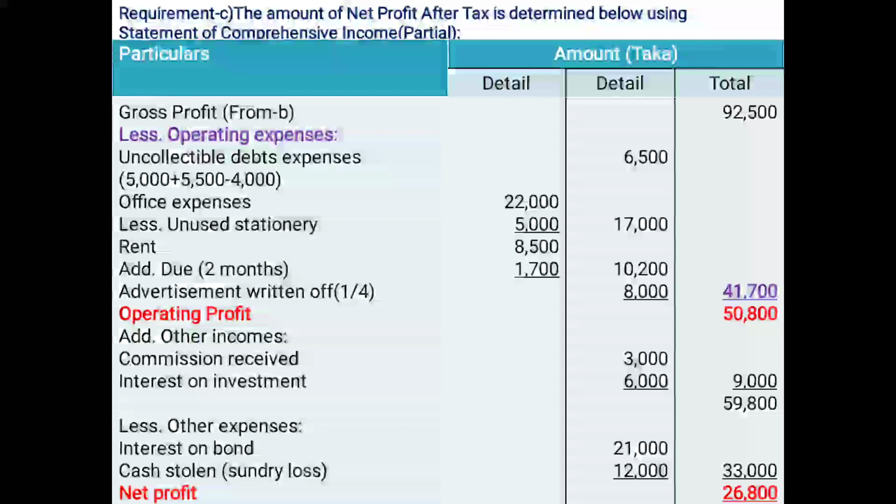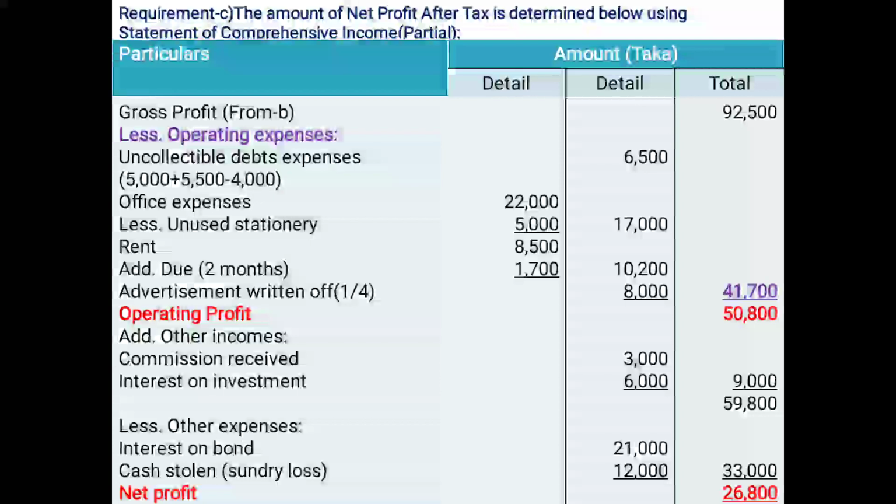Rent taka 8,500 in the trial balance, but one piece of information is given: 10 months paid, that is 2 months due. So 2 months due, taka 1,700, is to be added with the amount of 8,500. So at this moment the total amount of rent is 10,200. Another item for operating: advertisement written up, that is 1/4 of deferred advertisement to be written up. So this amount of 1/4 is written in operating expenses, 8,000. Total amount of operating expenses is taka 41,700.